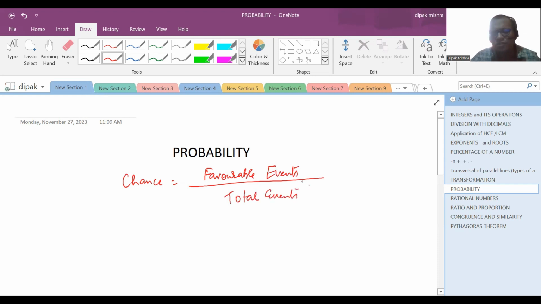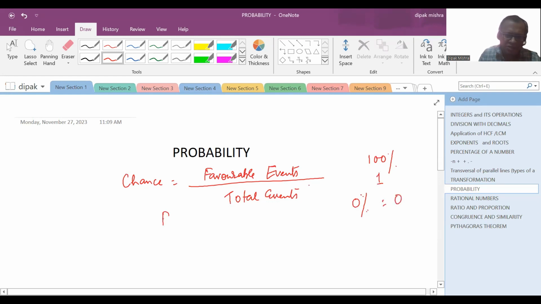Now, some events don't have a chance at all, and some events will always happen. Like, what is the probability, or what is the chance, that the sun will rise in the east? The probability is always one. It will never fail to rise from the east. So when I say probability is one, that means it is 100%. But if I ask, what is the probability that the sun will rise from the west? It will never happen in your life. So the chance is 0%, in effect, zero.